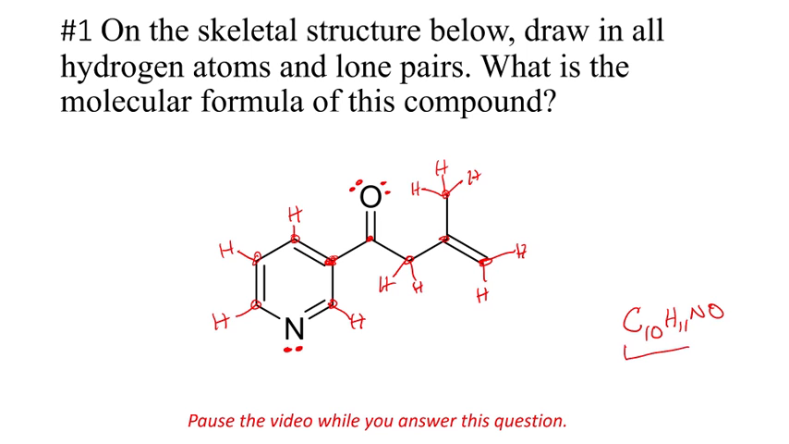And by the way, this is the way we typically write the formulas of organic compounds. We write the C's and the H's first, and then we follow that with the heteroatoms in alphabetical order. You don't have to do it that way, but that's sort of the convention.